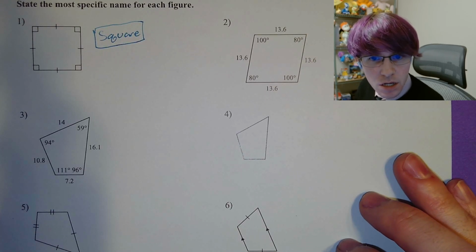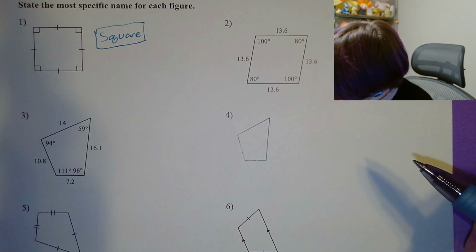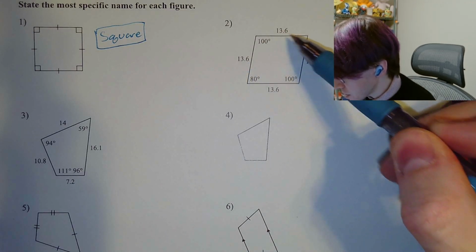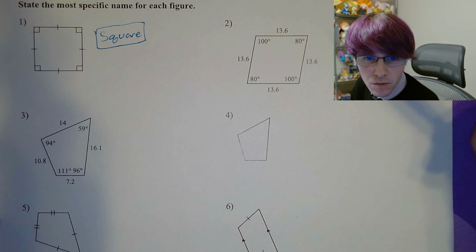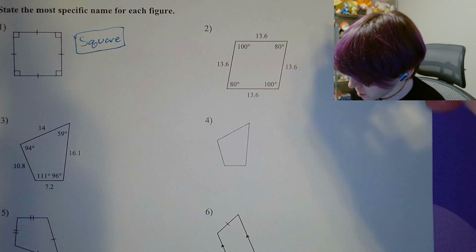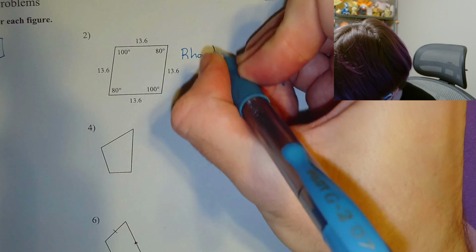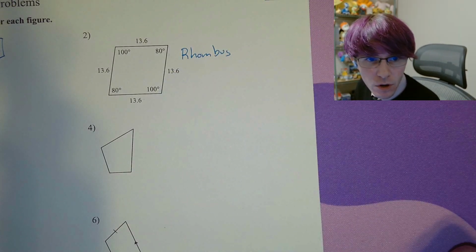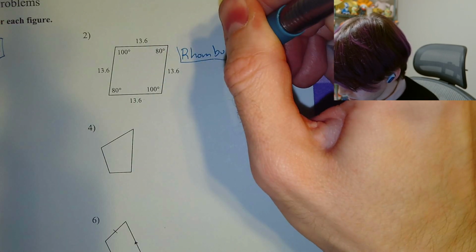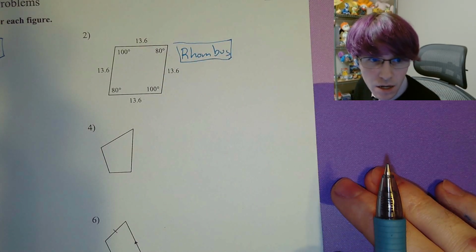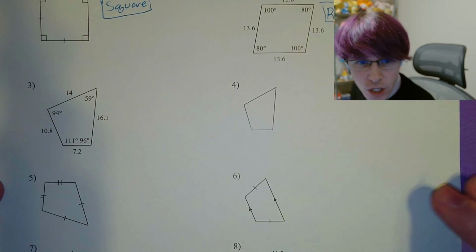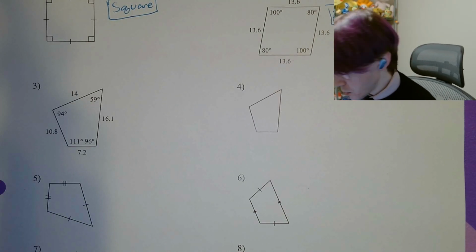On question number 2, like I was just saying before, if all four sides are exactly the same length, we have an automatic rhombus. And not all the angles are the same, so not a square. But we have the word rhombus there. Nice and easy.